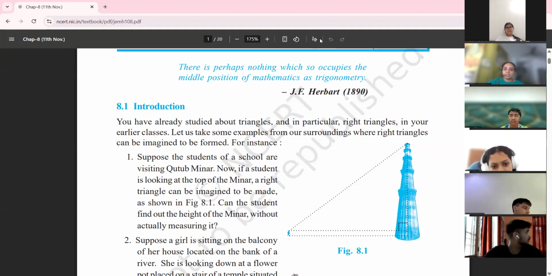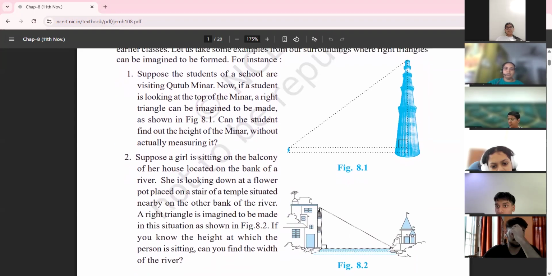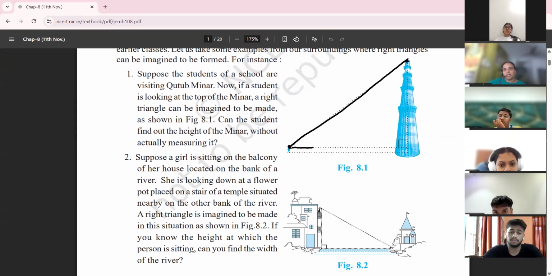So in this, we will be discussing a few things before we actually start with the chapter. Suppose the students of a school are visiting Qutub Minar. Now, if a student is looking at the top of the Minar, a right triangle can be imagined. So if the child is observing the top of Qutub Minar, you can imagine a triangle being formed, right? Like this from your eyes, right?